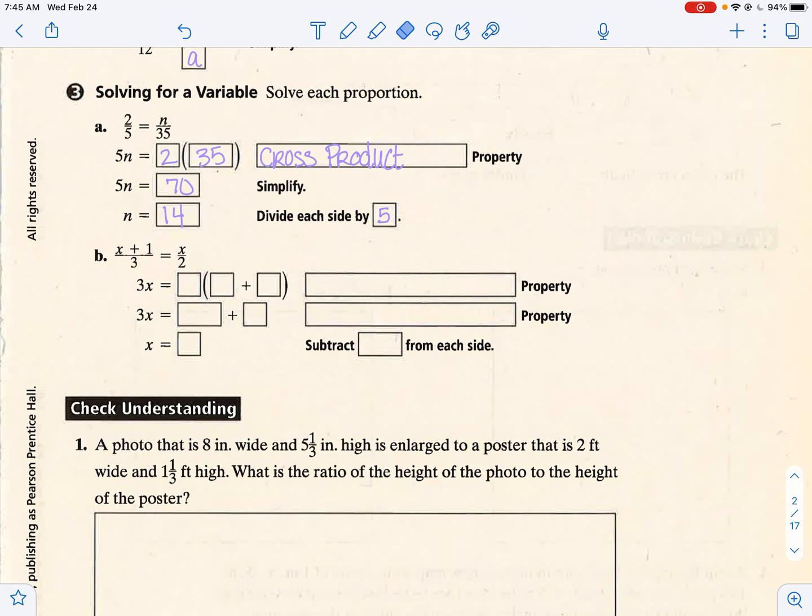Okay. Here's a slightly more complicated problem. Again, using the cross product property, 3 times x is equal to 2 times x plus 1. Then, if we apply the distributive property, we see that 3x is equal to 2x plus 2. And then if we subtract 2x from each side, x equals 2.